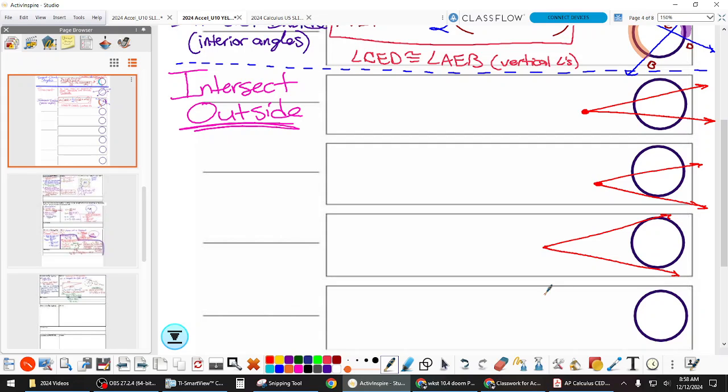Alright, get your lines drawn. We're going to add some more information on each one of them, but get those lines drawn first.